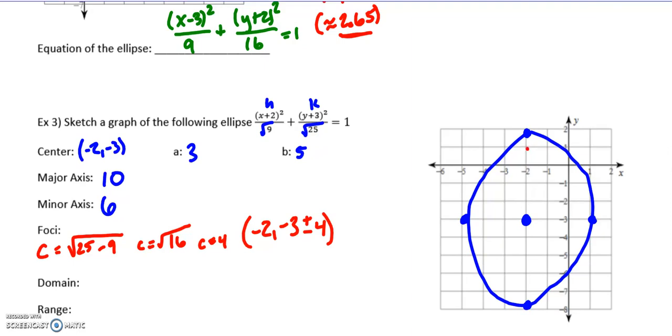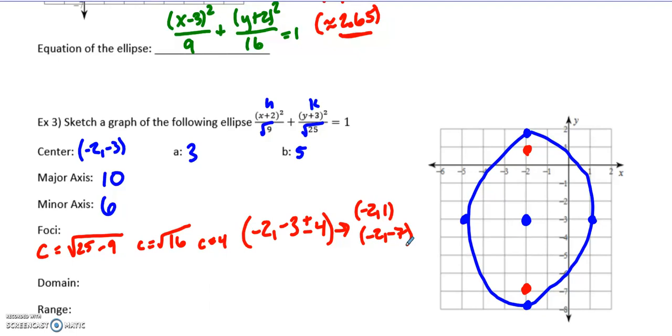In this case, it's kind of nice. 1, 2, 3, 4. We can actually put our foci in and get the exact values of what it is. So -2, 1, and -2, -7. Most of the time, the foci are going to be some sort of square root distance away. In this case, it happened to work out nicely, but normally it's going to be an irrational distance.